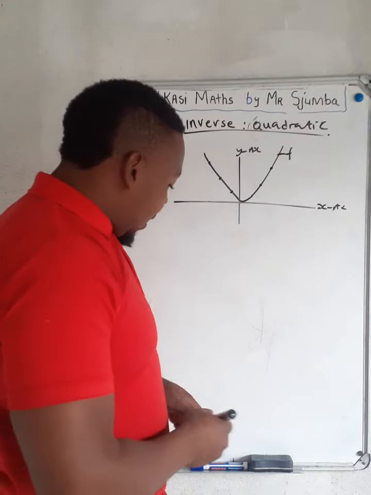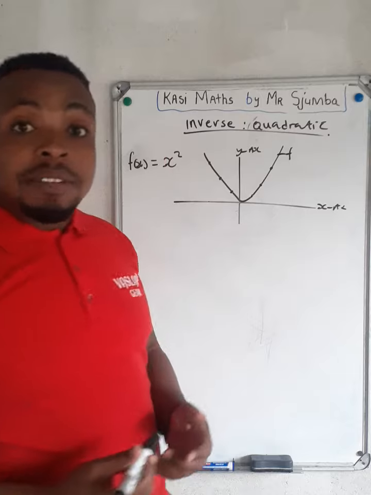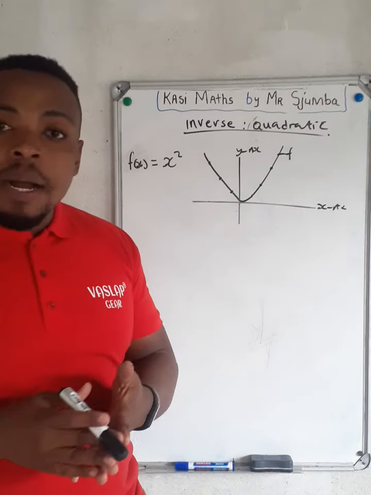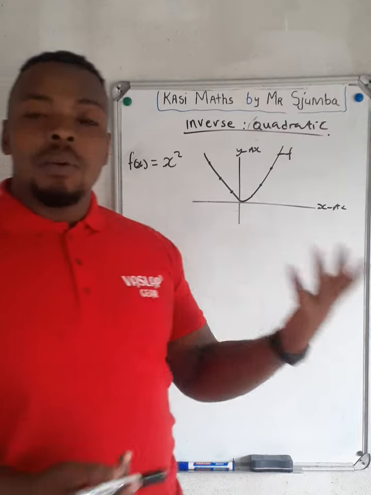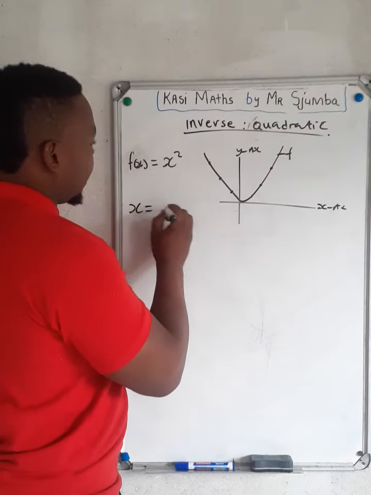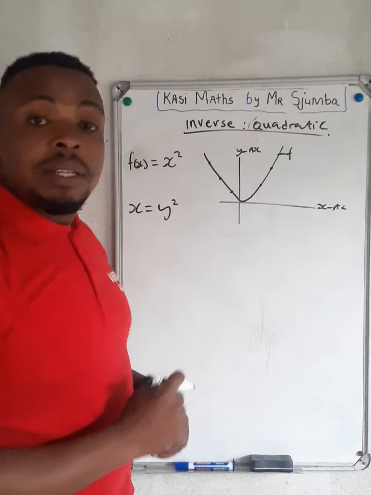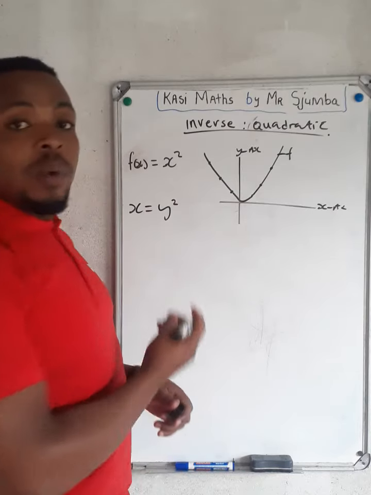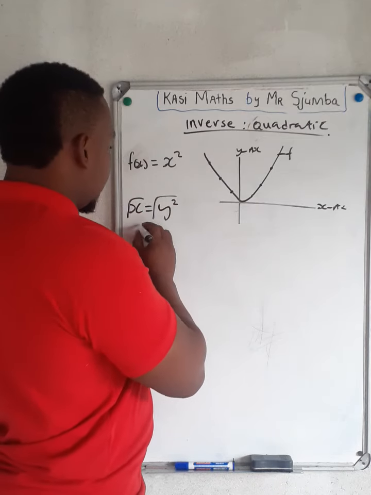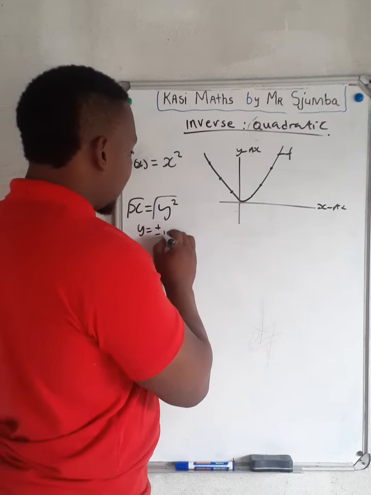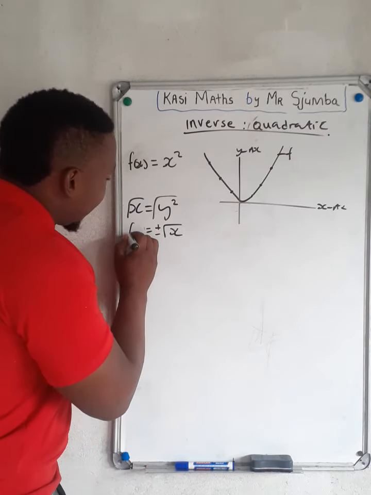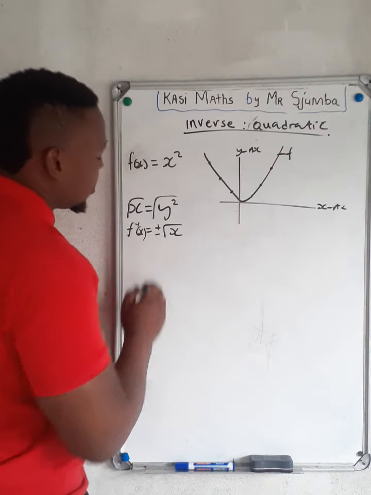Let's say now we want the inverse of f. We know that to find the inverse, we make x become y and y become x, right? So here we say x equals y squared, and then we have to solve for y, make y the subject of the formula. So taking the square root, we have y equals plus or minus root x. So this is f inverse.